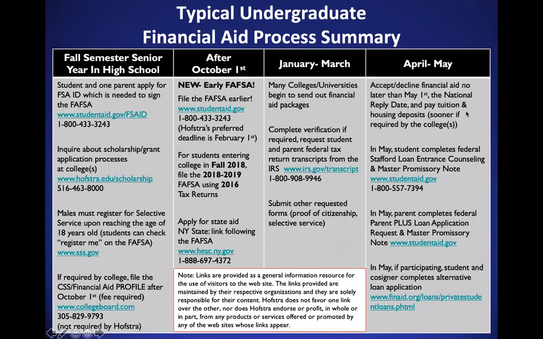So this is a great chart if you want to take a little screenshot. It highlights basically the timeline that I was giving for the financial aid process, along with some really great helpful websites to use. For instance, in the fall semester, the student and the parent can start applying for their FSA IDs. You can begin to inquire about scholarships and grants at colleges, and register for selective service if the student's 18. Then October 1st, you would go ahead and file your FAFSAs or your CSS profiles, as well as the TAP application. And it has the timeline going through October through May, as I've highlighted before.